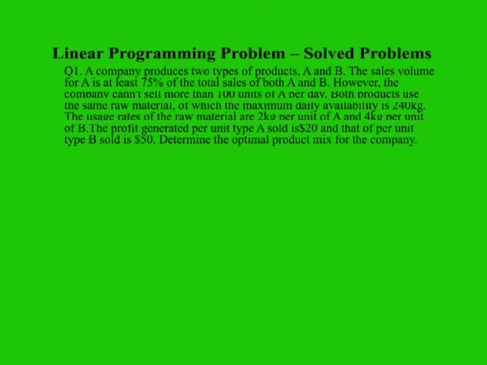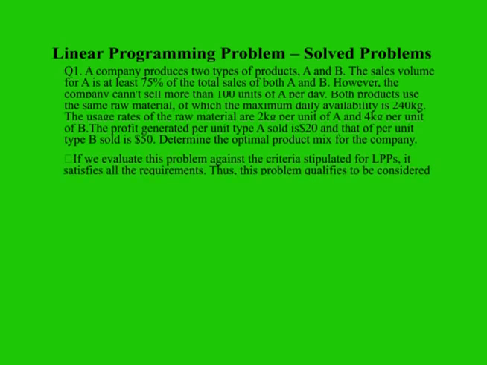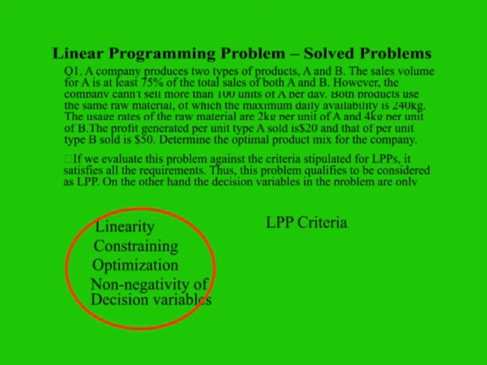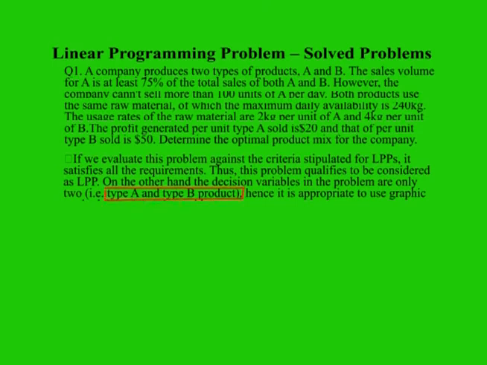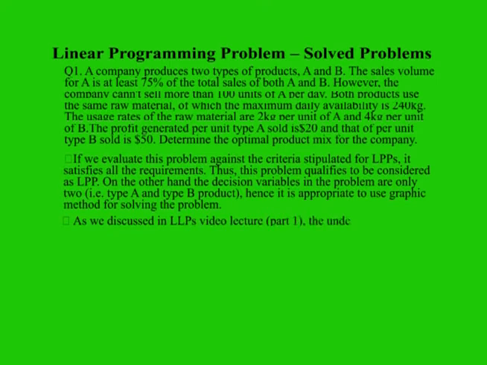If we evaluate this problem against the criteria stipulated for linear programming problems, it satisfies all the requirements. Thus, this problem qualifies to be considered as a linear programming problem. On the other hand, the decision variables in the problem are only two, that is type A and type B product. Hence, it's appropriate to use graphic method for solving the problem. As we discussed in linear programming problems video lecture part 1, the under-mentioned 5-step approach is recommended for solving linear programming problems by using graphic method.